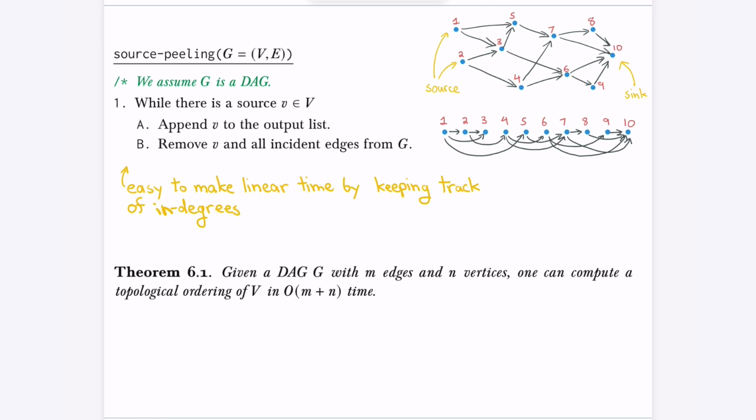Oh, yeah, I could have also removed sinks one at a time. That's okay. That's true. But I'm going to be consistent with removing sources, in which case you're counting in degrees. And you keep track, and you get linear time.